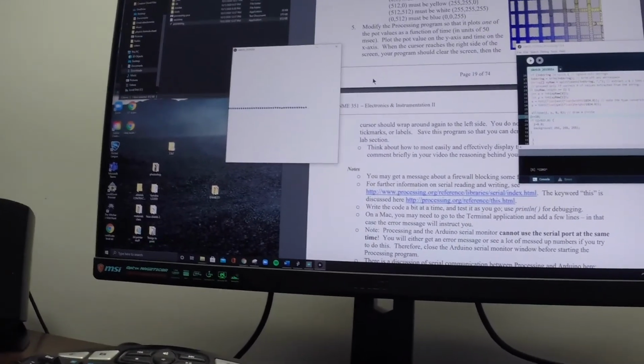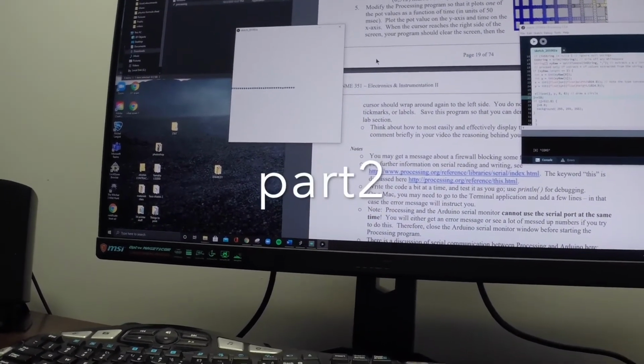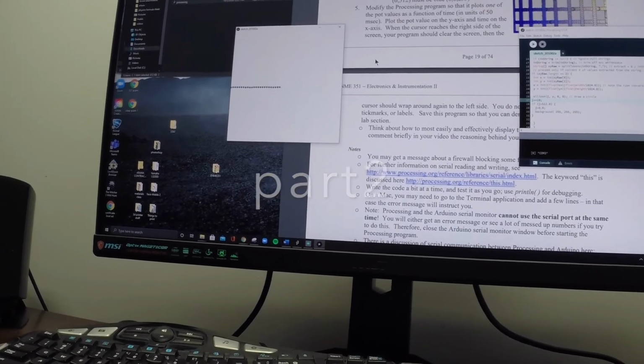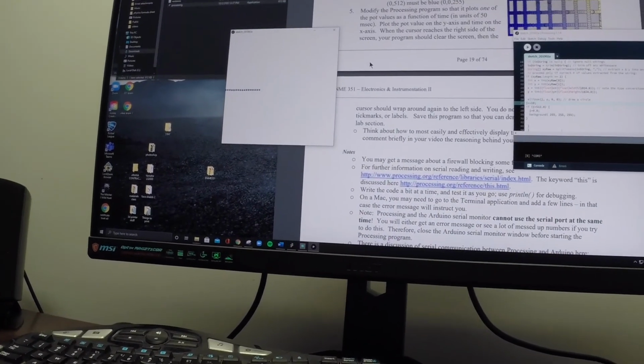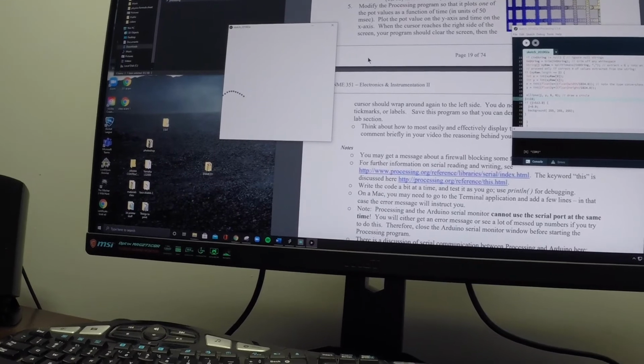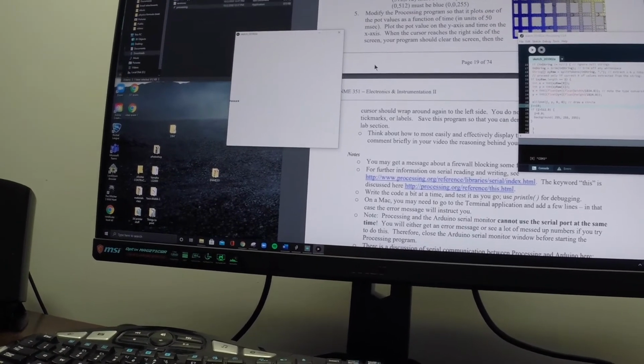I modified my Processing code so when the cursor reaches the right of the screen, the program clears the screen and the cursor wraps around again to the left side. The only thing I'm controlling is the height, then boom, it resets, wraps around.